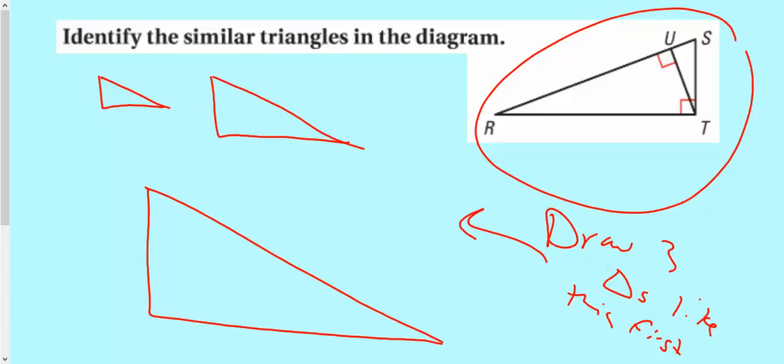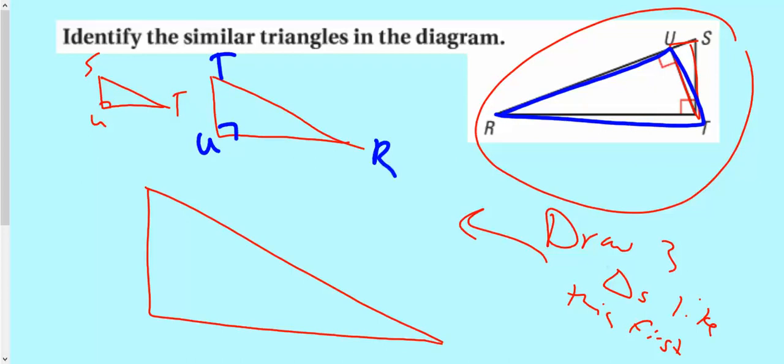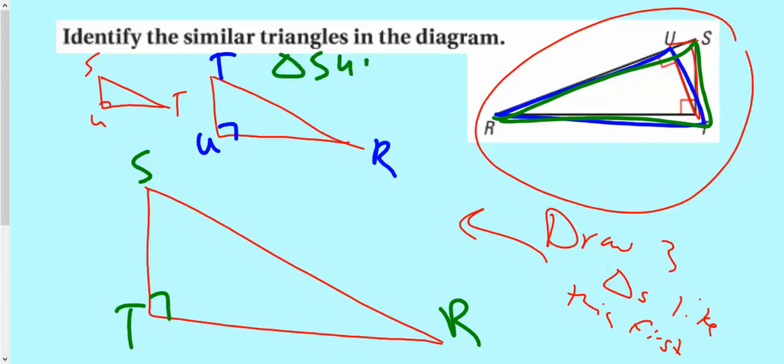So this is my little one here, S-U-T. And then my medium one is right here, T-U-R. And then finally, we have the original one, S-T-R. And there you go. So identify the similar triangles: triangle S-U-T is similar to triangle T-U-R, which is similar to triangle S-T-R. And from there, you'd be able to set up your proportions and solve for the missing side lengths.